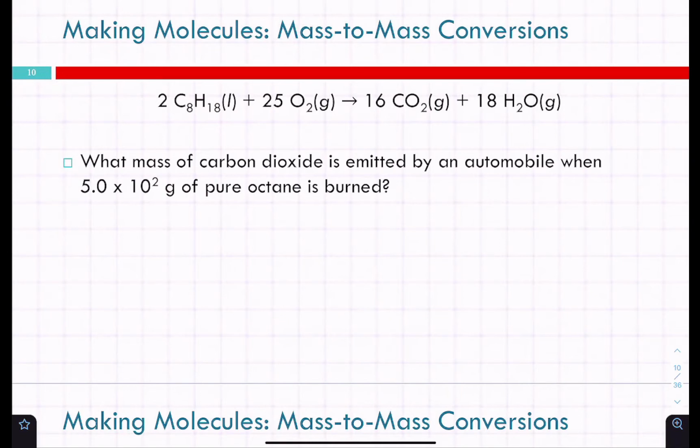So what mass of carbon dioxide is emitted by an automobile when 5.0 times 10 to the 2 grams of pure octane is burned? Octane is one of the components of gasoline. So this is, by the way, this is octane.